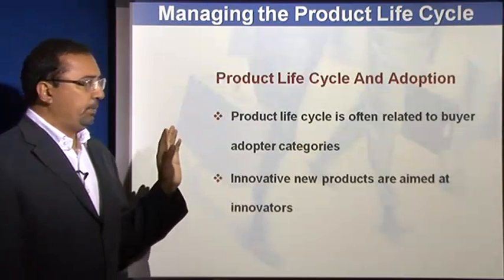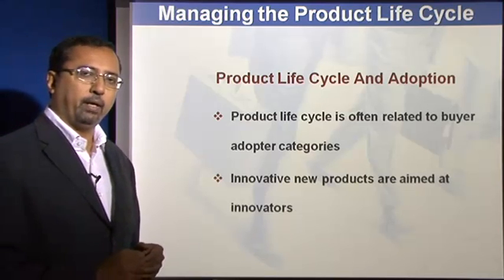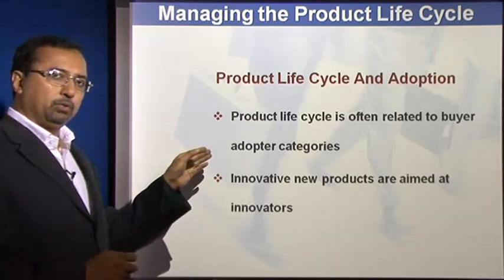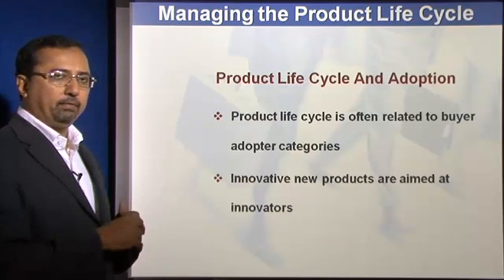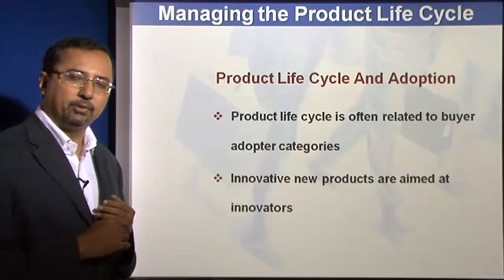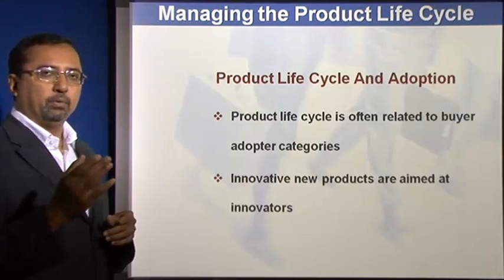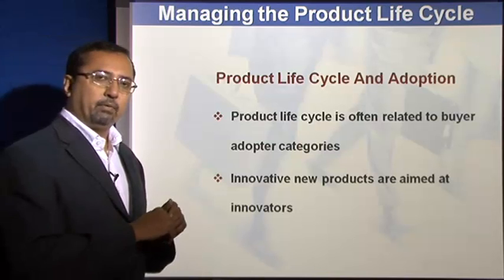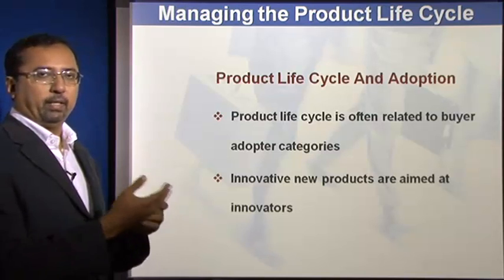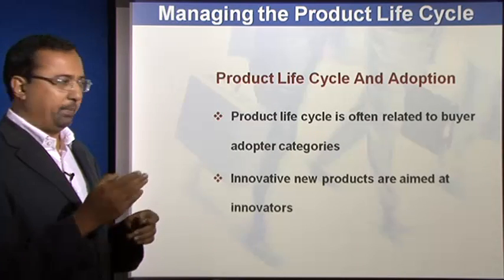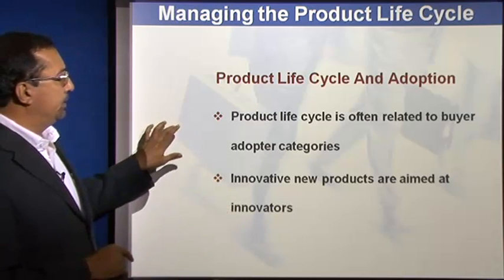Now, on the product life cycle and the adoption, we have seen that customers have a certain way of taking to new products. So you can also map customer categories to the product life cycle. For instance, in the early introduction stage, you have customers who are more innovative. The innovators tend to be there. Whereas in the maturity stage, it will be the later entrants, the people who follow the example of the innovators and the early adopters, who come into the fray. So, innovative products obviously will be aimed at innovators.